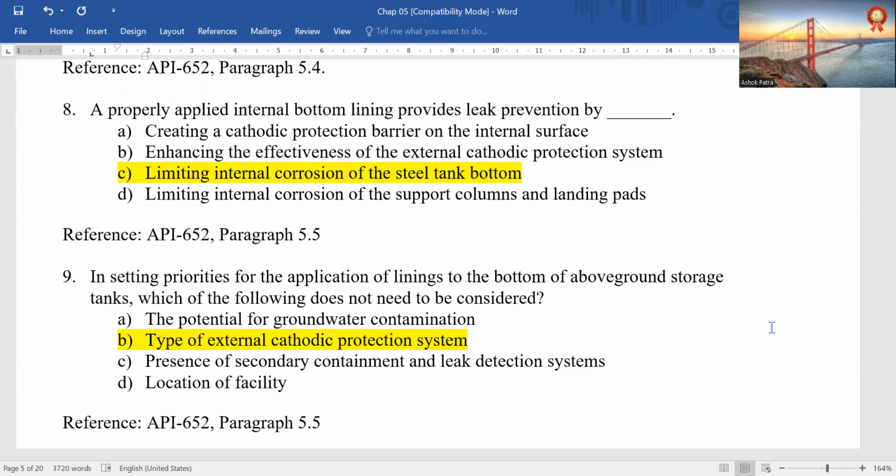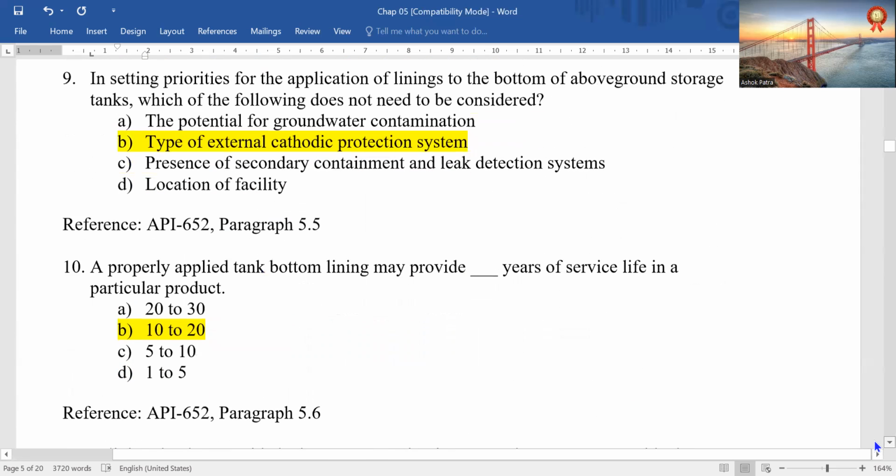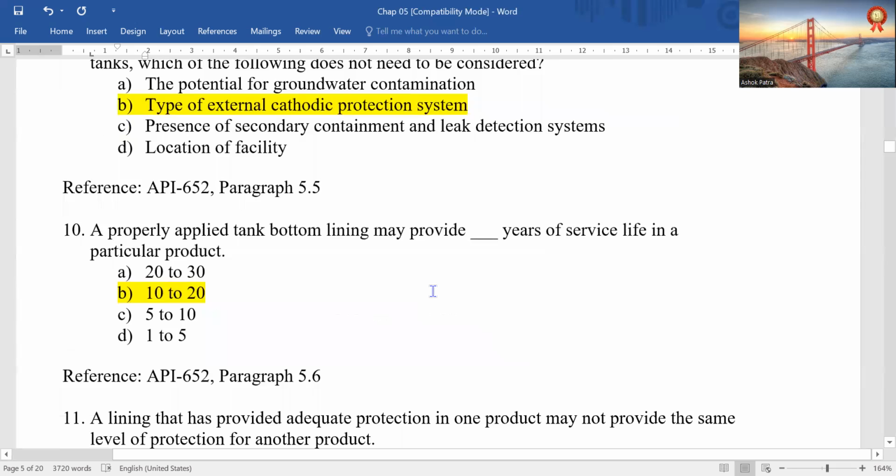In setting priorities for application of linings to the bottom of aboveground storage tanks, which of the following doesn't need to be considered? Type of external cathodic protection system. Paragraph 5.5. You can slow the video and check it. A properly applied tank bottom lining may provide 10 to 20 years of service life in a particular product. So you can increase the life of the tank.